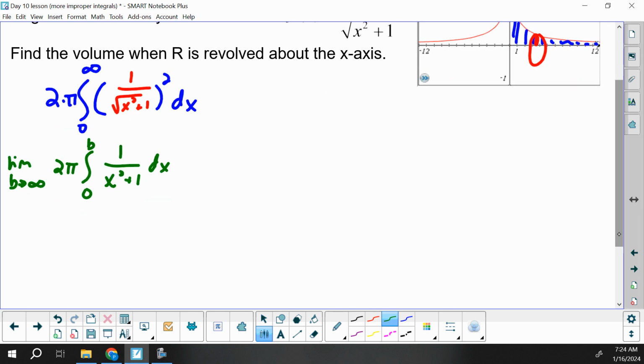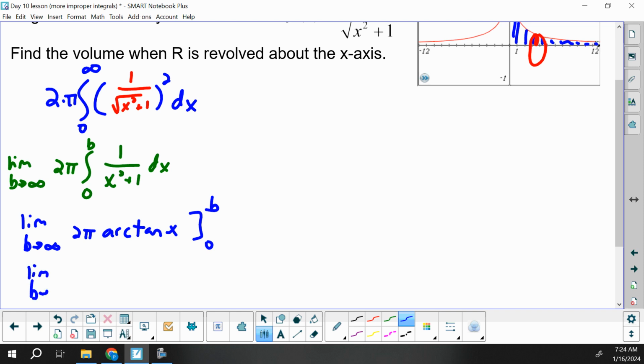Well, this is just our basic arctan. So this becomes limit b approaches infinity, we've got 2 pi arctan x evaluated from 0 to b. So limit b approaches infinity, it's going to be 2 pi. We'll have arctan of b minus arctan of 0, which is just 0.